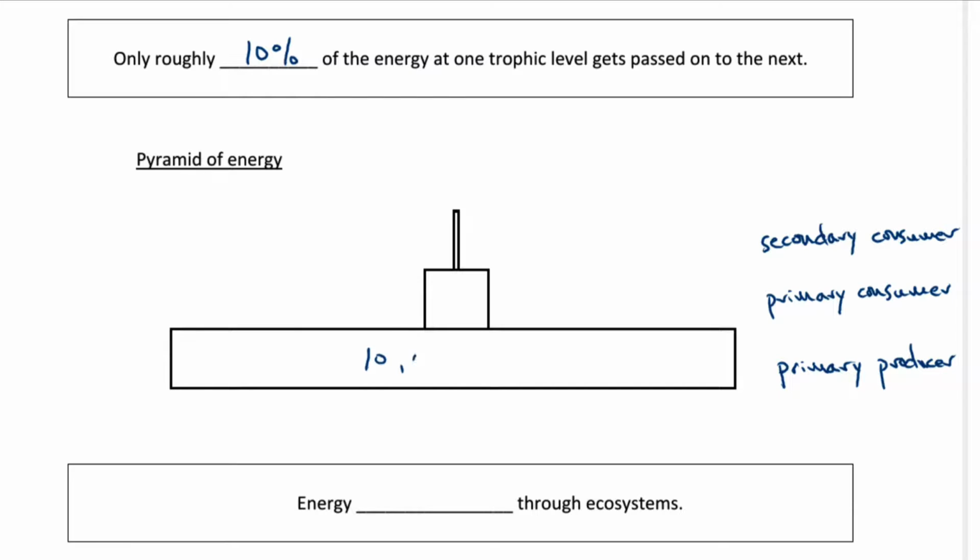So if there were 10,000 joules stored in the biomass of the primary producer, we would expect 1,000 joules in the primary consumer and only 100 joules in the secondary consumer. And the width of these bars is drawn to scale. Now, this 10% rule is an average, and it's going to depend on the organisms and the particular ecosystem, etc. But it's a good rough estimate.